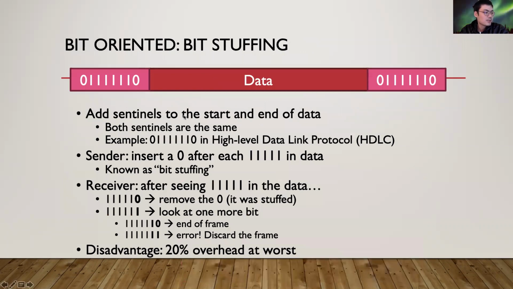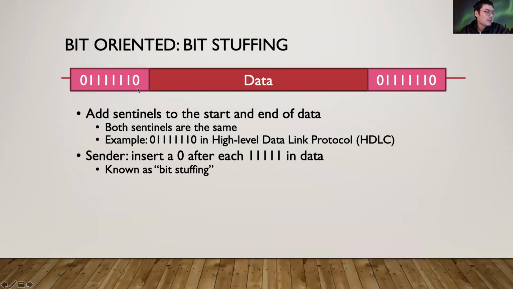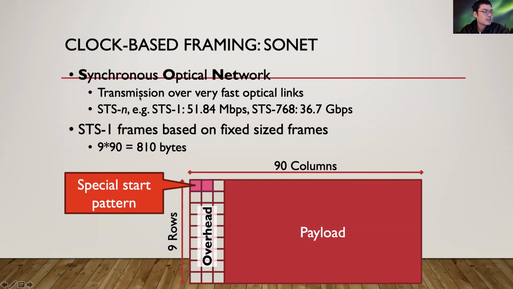Because your bandwidth is so high, we transmit a lot of bits and bytes. You cannot afford to use just 1 bit or one byte at a time to check whether the next thing is a flag, because each clock you send a lot of data. SONET, the full name is Synchronous Optical Network. This is really for transmission over very fast optical links, because 1 clock is really a lot of bytes.